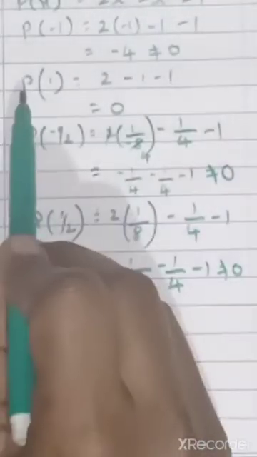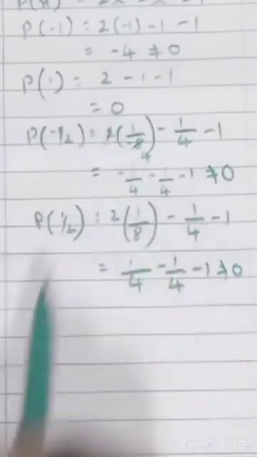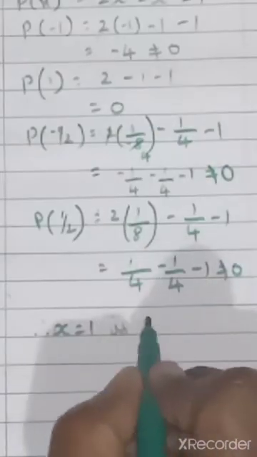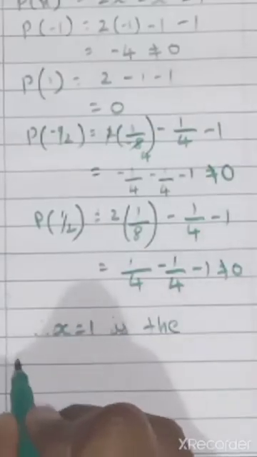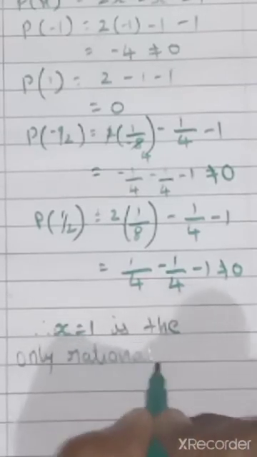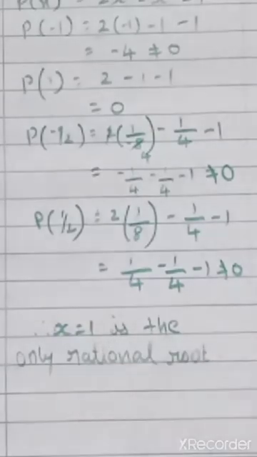So here only P of 1 equals 0. Right? Therefore x equal to 1 is the only rational root. Only rational root. And your second subdivision is also like that only.